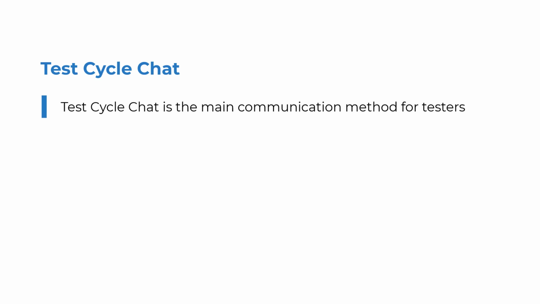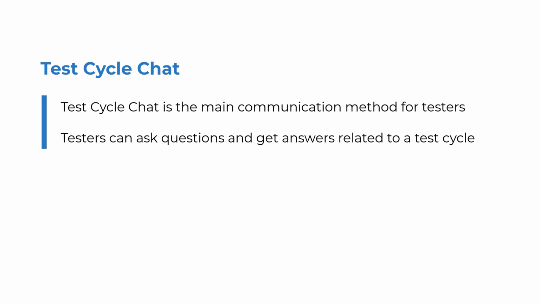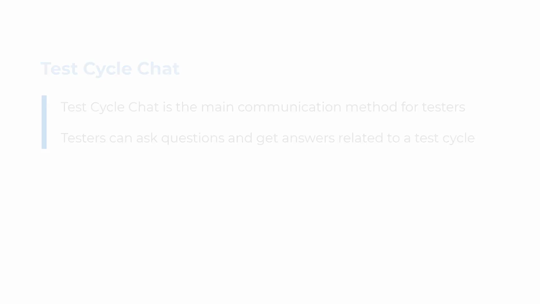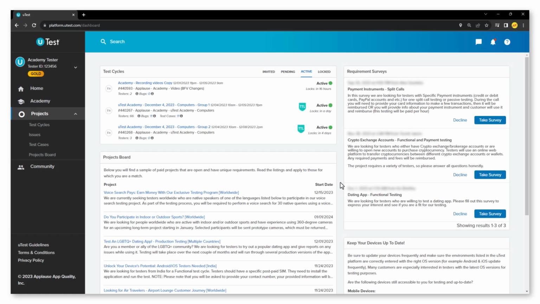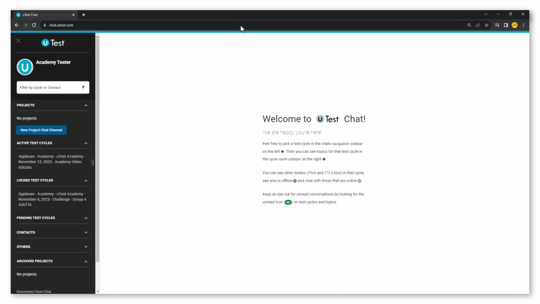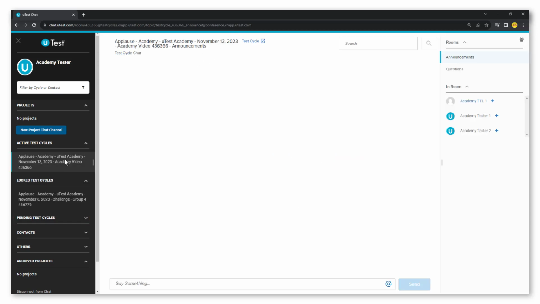The test cycle chat is the main communication method for testers to seek answers to questions related to a test cycle. You can access it by clicking on the chat icon in the top navigation bar, or by directly opening the chat.utest.com website. On the left side, you can find all of the test cycles you have accepted that are in active, locked, and pending status. Clicking on it will open its chat room.